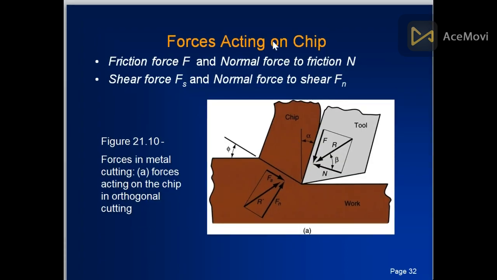Forces acting on chips. Friction force F and normal force to friction N. Shear force Fs and normal force to the shear, Fn. This is the friction force. This is N, normal to the friction. This is their resultant R, and this is alpha, the rake angle, and this is the angle between the resultant R and the normal N, which is beta. This is the shear force. This is normal to the shear force. This is R prime, the resultant of these two, and there is an angle that is not mentioned here.